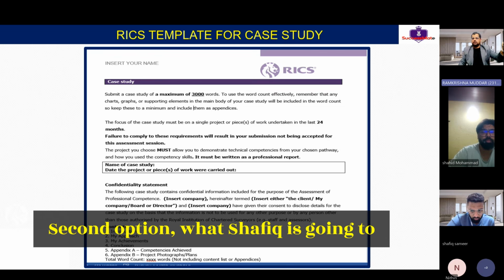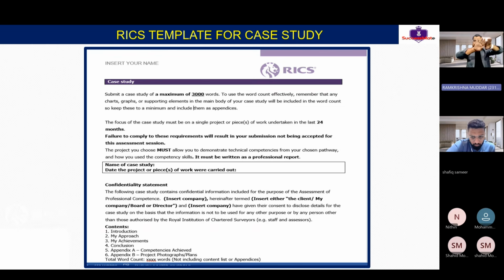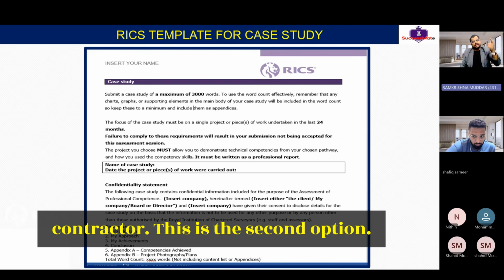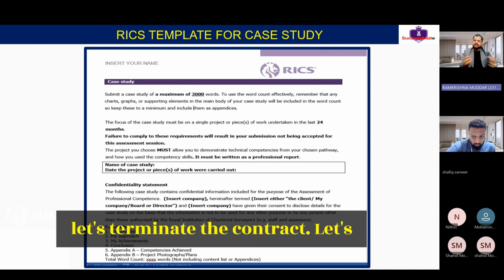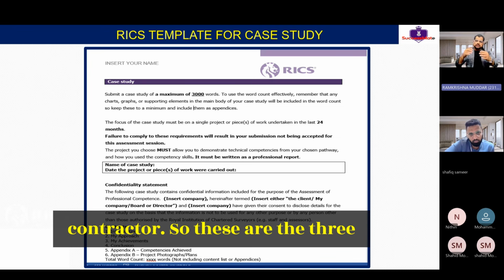Second option, Shafiq is going to tell, okay, let's de-scope certain part of the work and give the balance work to a new contractor. This is the second option. Third option, Shafiq is telling, let's terminate the contract and bring a new contractor. So these are the three options.